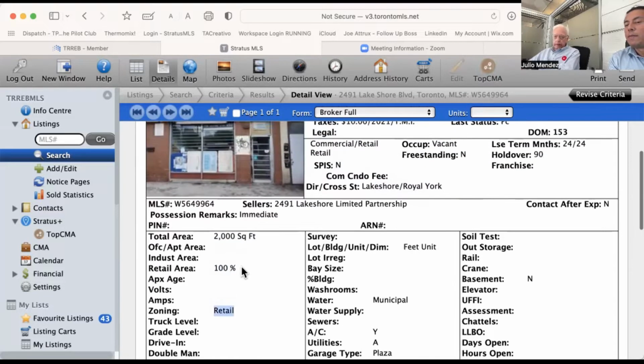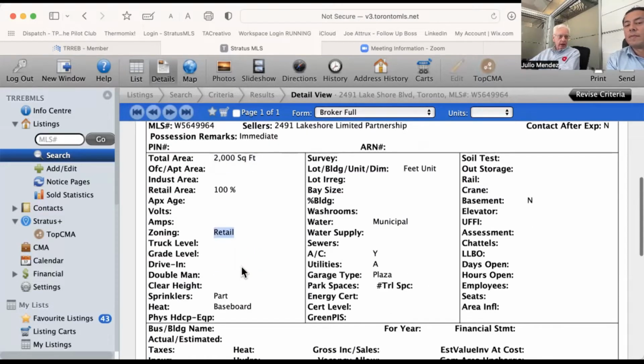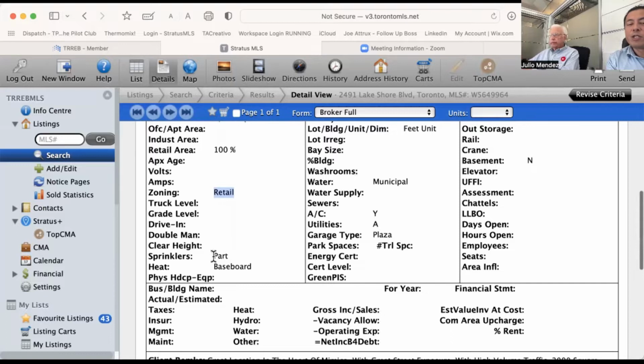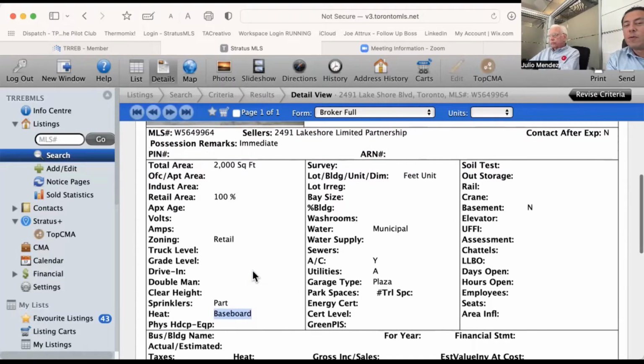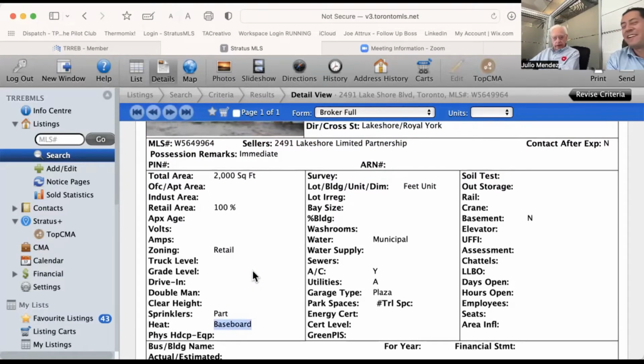Well, the listing agent should have put in the site-specific zoning so that the potential tenant can make sure that they qualify for that use in that building. Correct. Sprinklers, partial. Heat is baseboard. That's standard in older stuff down there. That would be very costly to keep it warm for the tenant.